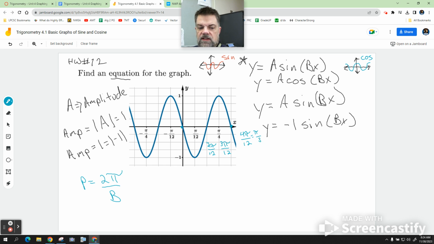So my period then is pi over 3, which is equal to 2 pi over b. I've got to get the b out of the bottom, so I'm going to multiply by b. And remember, I've got to do the same thing over here. So in my next line, I'm going to have pi over 3 times b is equal to, the b's will cancel, 2 pi. To get b by itself, I'm going to divide by pi over 3 on both sides.